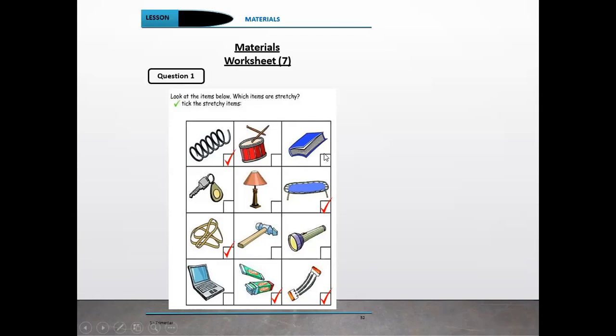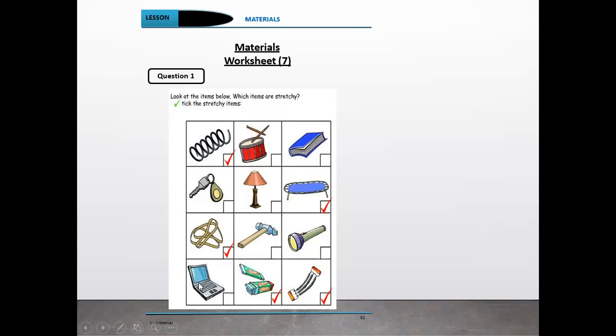This drum, is it stretchy? No, inelastic. The book, not stretchy, inelastic. This key, not stretchy, inelastic. This lamp, not stretchy, inelastic. What about this rubber? Yes, this is it. We used to play with it. Stretchy, of course, so it is elastic. Rubber bands, stretchy and elastic. The hammer, inelastic, so it's not stretchy. The flashlight, not stretchy, inelastic.